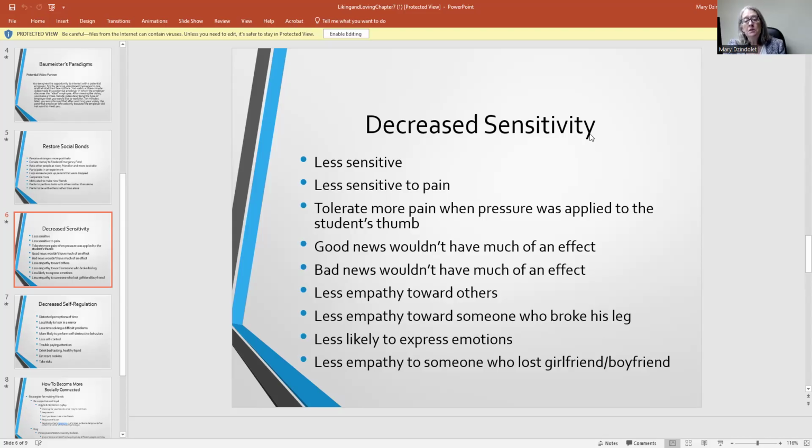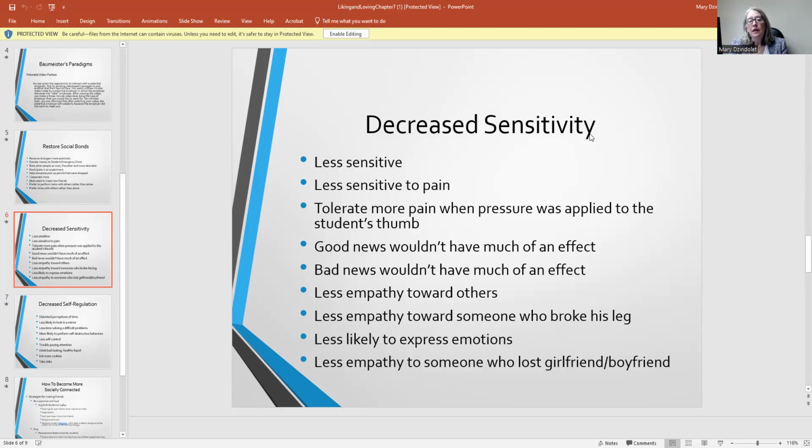We become less sensitive physically and also emotionally. So after someone's been rejected, they're less sensitive to pain. If I put their finger or their thumb in this pressure device that squeezes their thumb, they can take much more squeezing than someone who hasn't been rejected. They can hold their hand in ice cold water longer than someone who hasn't been rejected. They're less sensitive to pain. They can tolerate more pain.